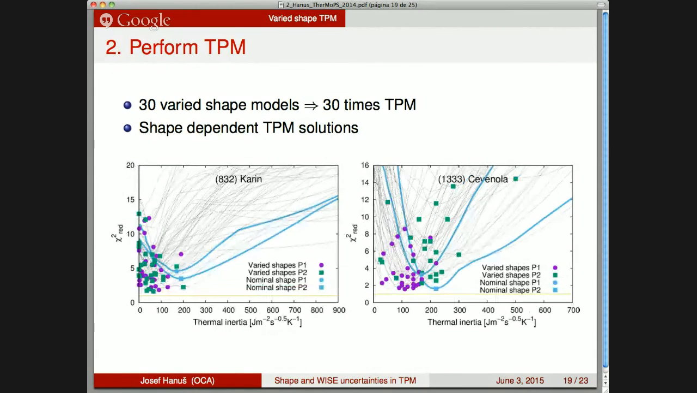Both solutions are consistent, but some of the varied shape models give you very low thermal inertias, which means that in reality, the thermal inertia is not constrained, or it's probably between 0 and 300. And again, using only the original shape model can bias the results.